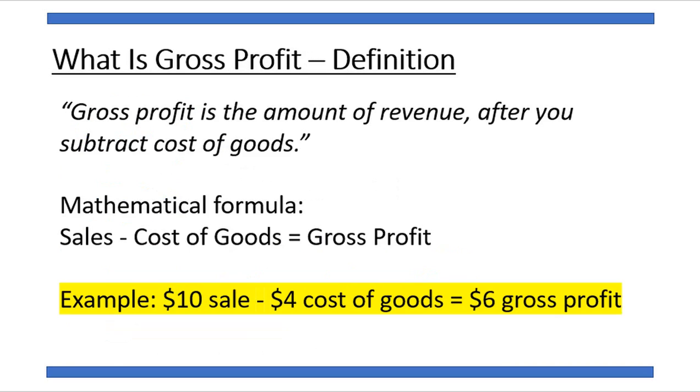www.5minuteclasses.com. Okay, let's start out by just talking about what is gross profit. What's the definition of it? Gross profit is the amount of revenue after you've subtracted cost of goods. So the mathematical formula is sales minus cost of goods equals gross profit. And in this example I'm showing here in yellow, the price of the sale was $10, the cost of goods was $4, and so $6 was the gross profit.